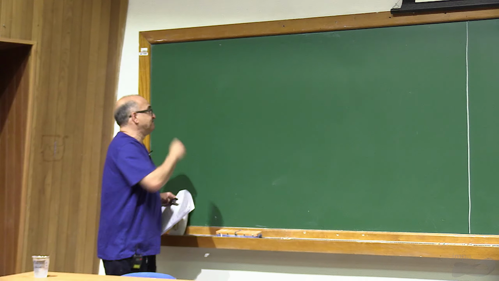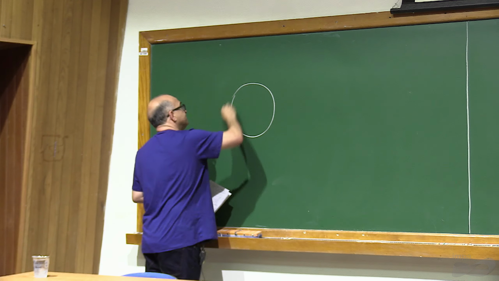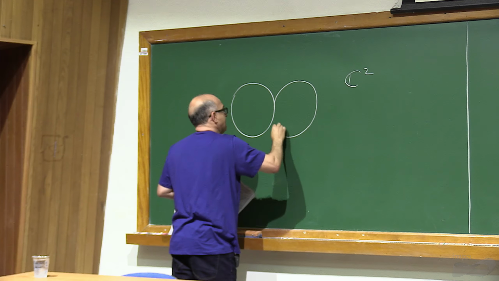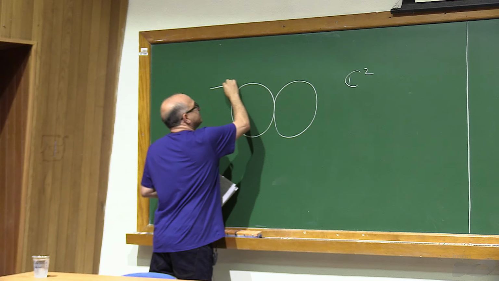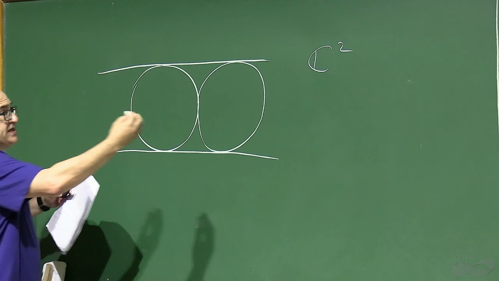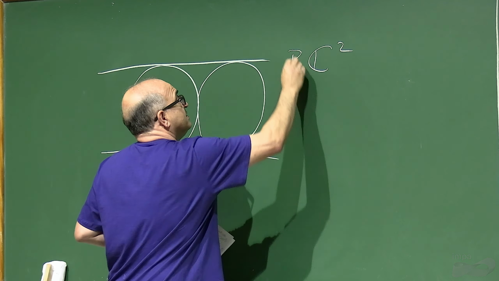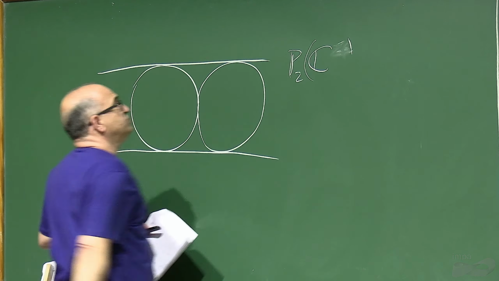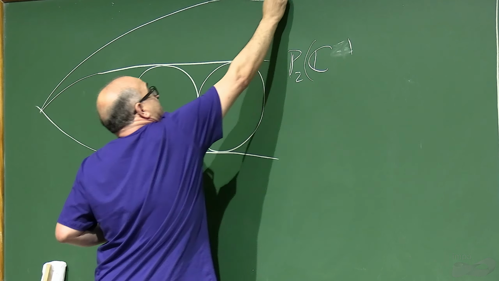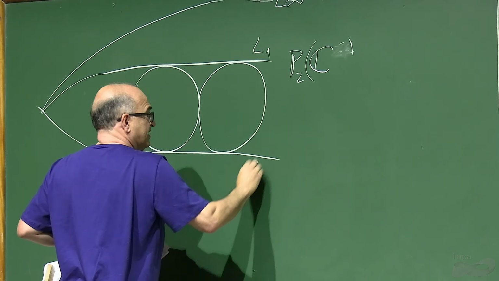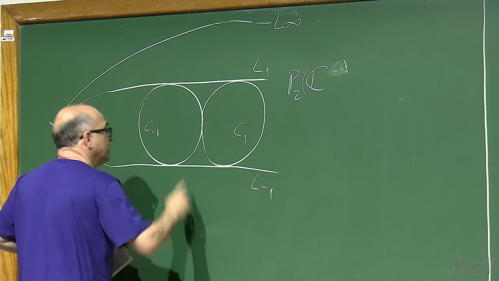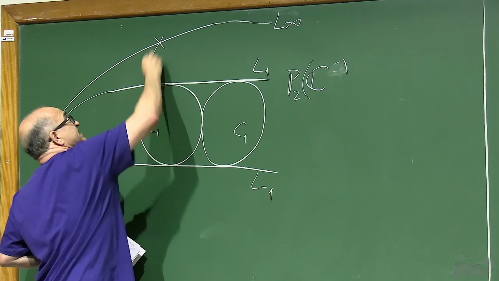Let's start taking two circles, tangent, two horizontal lines, tangent to them, and then let's compactify to P2. Here is the line at infinity. Here, let's call L1, L minus 1, C1, C minus 1. Both circles intersect at infinity.